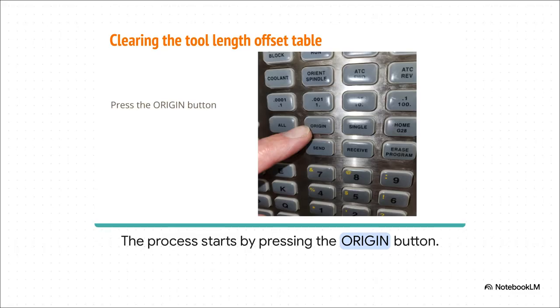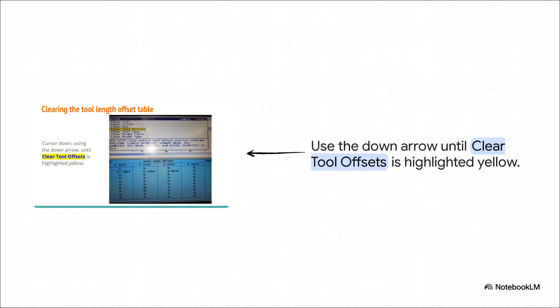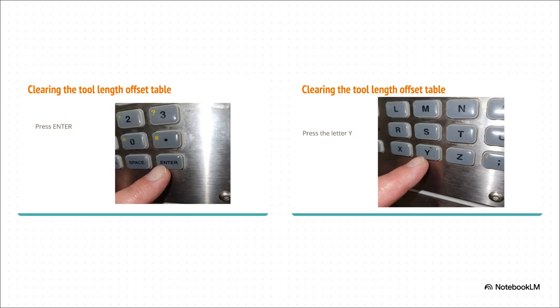It all kicks off right here with the Origin button. Pressing that brings up a menu, and you're just going to use the arrow keys to go down and select Clear Tool Offsets. Then you hit Enter. Now, the machine is going to ask you, are you sure? Which is a good thing. It's a little safety net to make sure you don't accidentally delete your offsets mid-job.